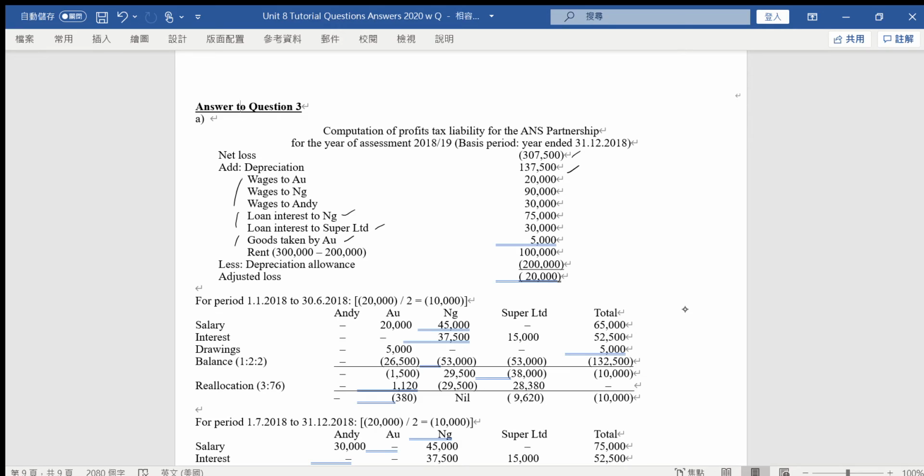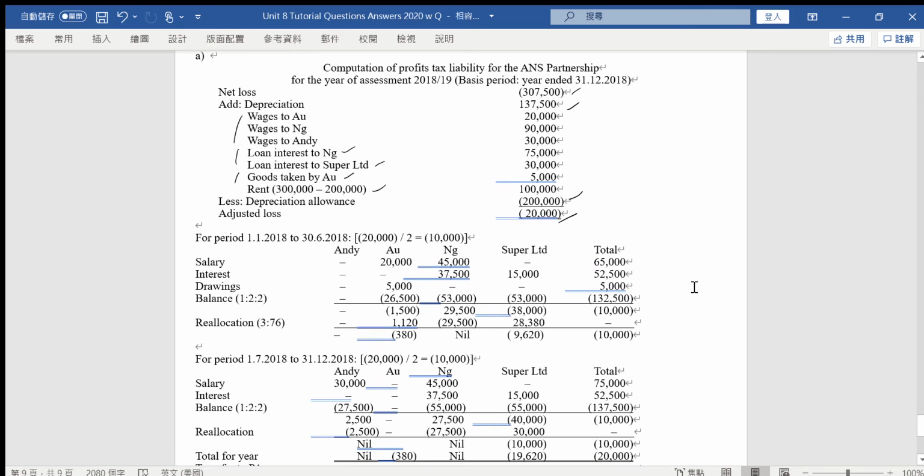Other than that, the withdrawal of goods is not an expense and should also be added back. Then the refundable deposit is not allowed as a deduction, so it is also added back. Then the statutory depreciation allowance is allowed, so you deduct that figure. Finally, the loss has been reduced to a great extent, just 20,000 only. Now we will start with the partnership profits tax allocation.